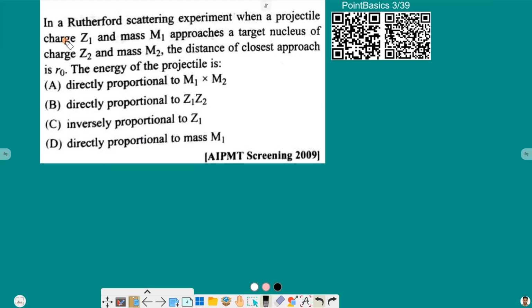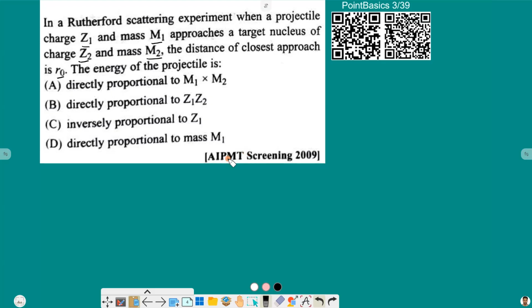In the next one: in the Rutherford scattering experiment, when a projectile of charge Z1 and mass M1 approaches a target nucleus of charge Z2 and mass M2, the distance of closest approach is R0. The energy of the projectile is? So we have to find out the energy of the projectile.